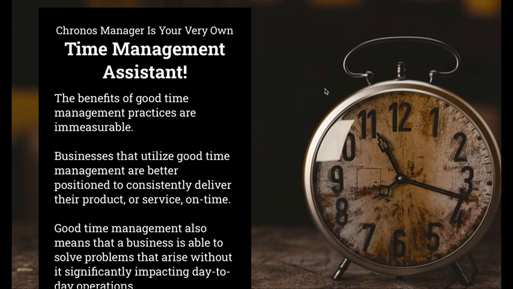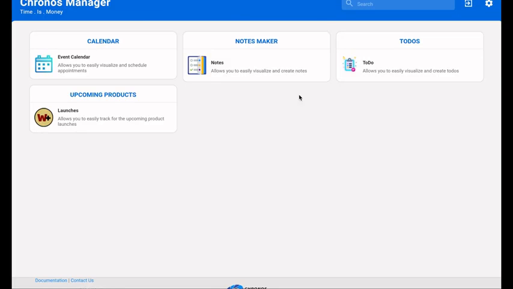Let me walk you through what Kronos Manager exactly gives you as takeaways. Kronos Manager has four different tools. One is the calendar. The calendar has two parts: the first is where you set up your events, and the second is where you can create a template. We'll talk about those things.